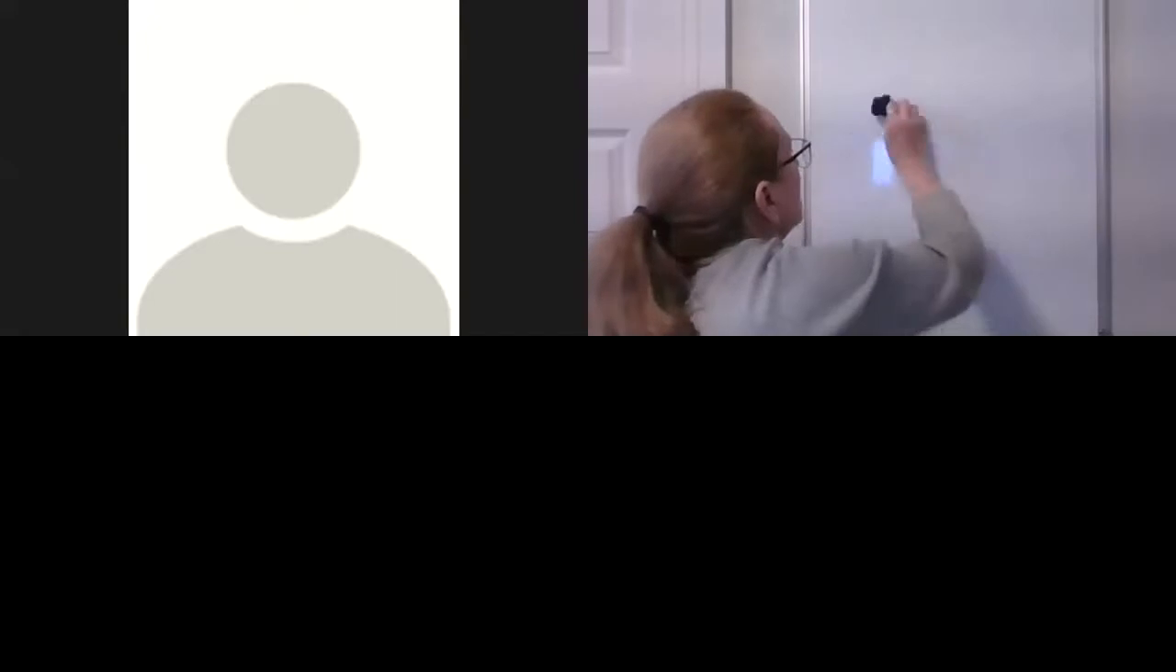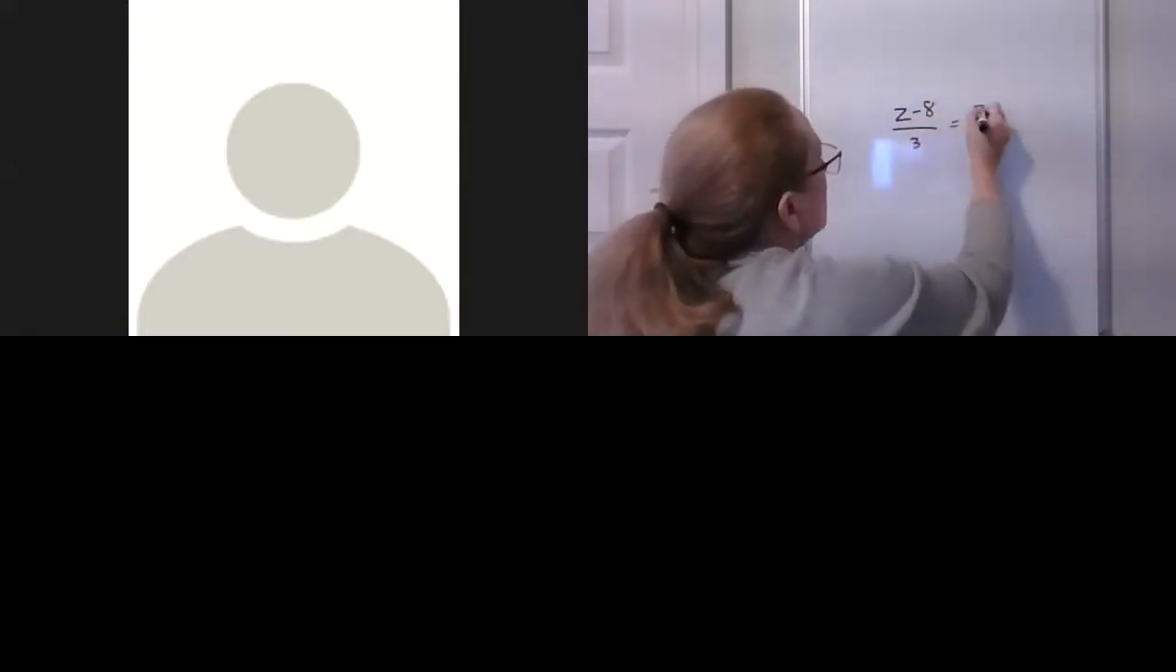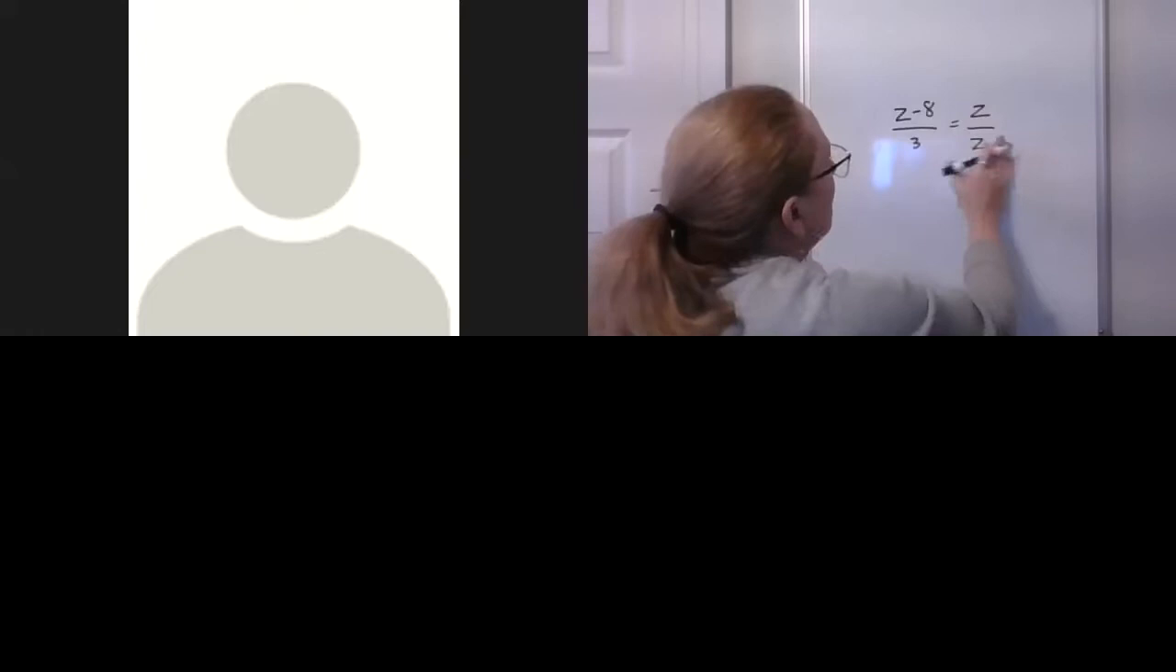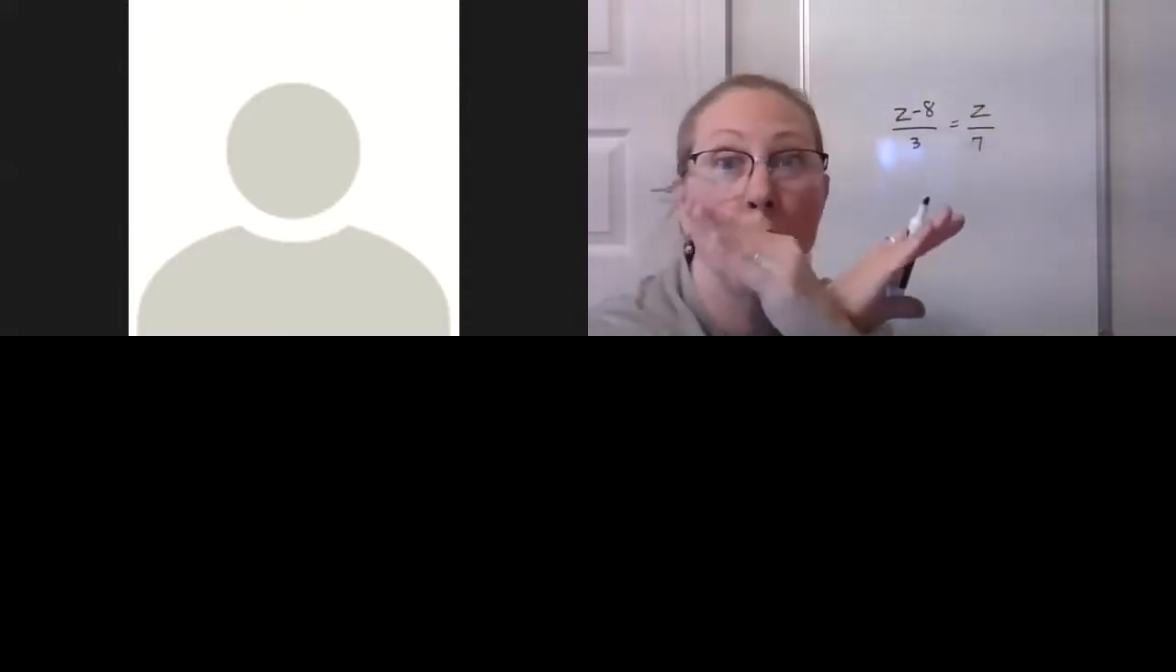Okay. Let's move on to the next one. We've got z minus 8 over 3 equals z over 7. Now, I love these kind of questions because if you have a proportion, one fraction equal to another fraction, you can just cross multiply, not cross reduce. That's something different. That's for expressions.